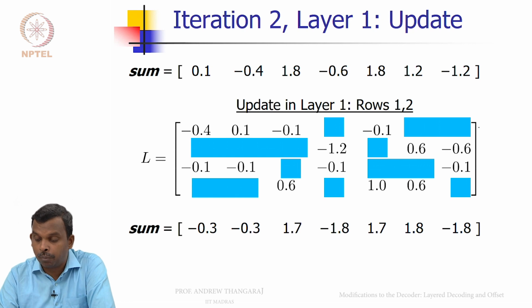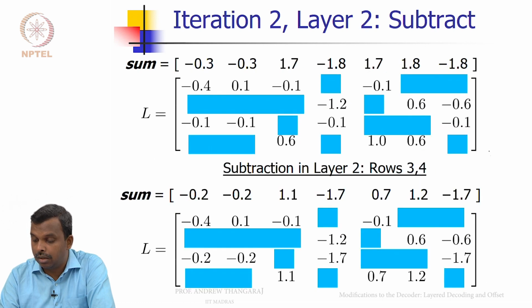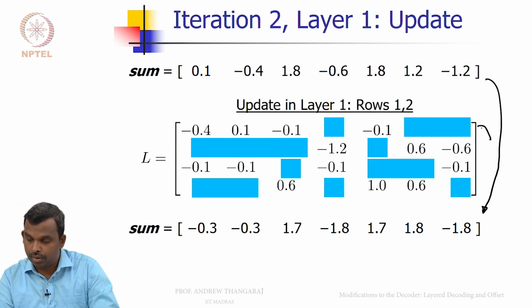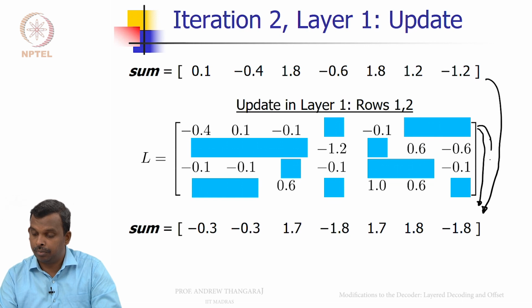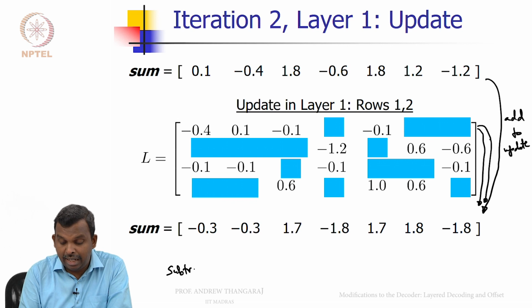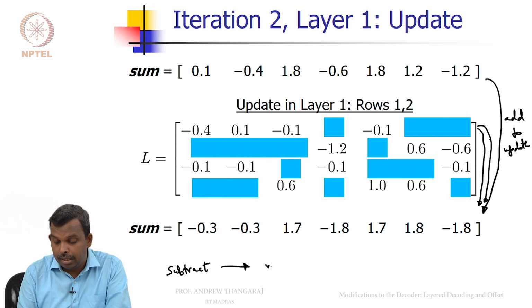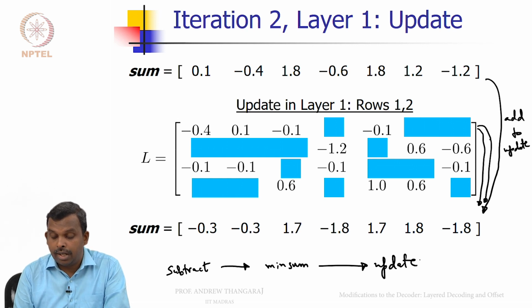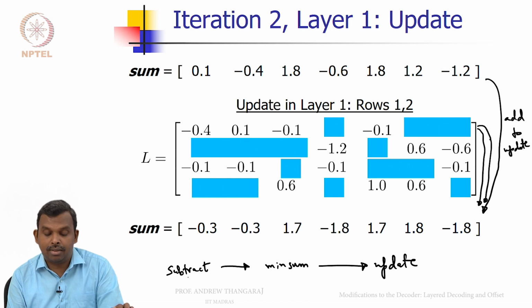Once you finish processing layer 1, it's just the update step. So how do you do updating? You take these two and add them to update. These two are added in the update fashion. So that's it. This is the 3-step process. You will have a subtract step in each layer, then a MinSum step, then an update step. And remember, the subtract is a bit critical. If you miss this, things will go wrong.